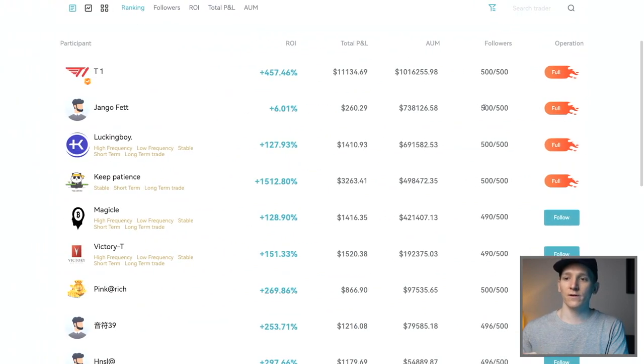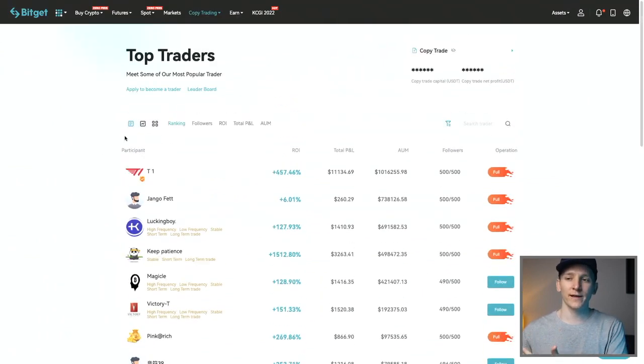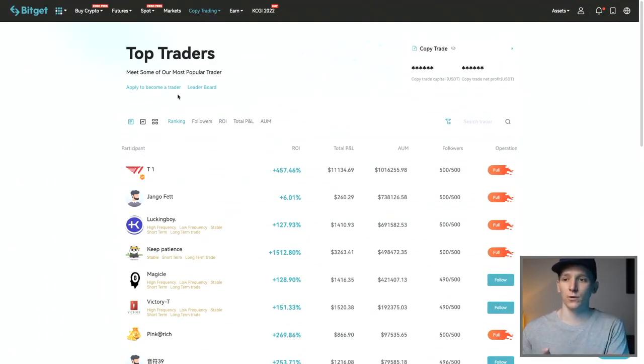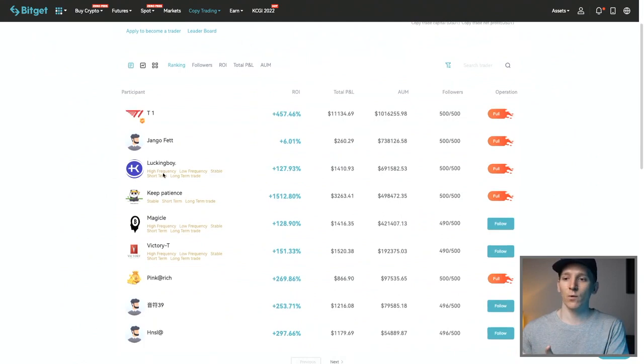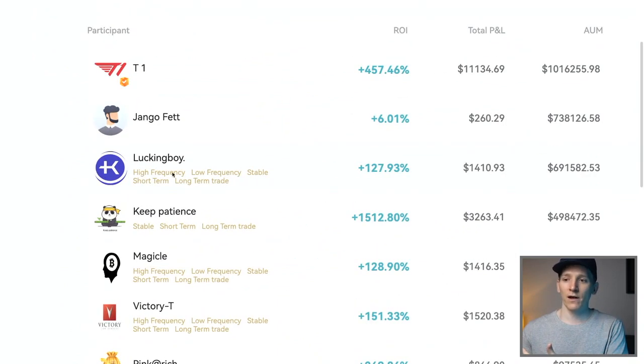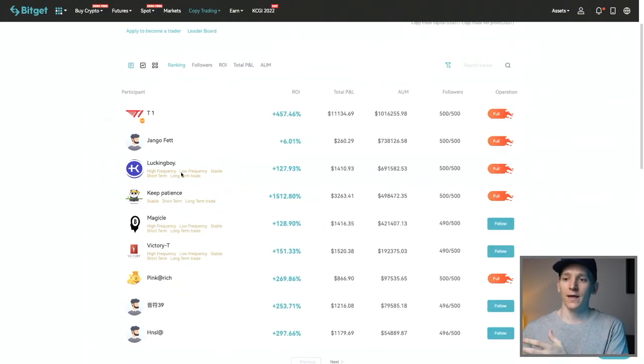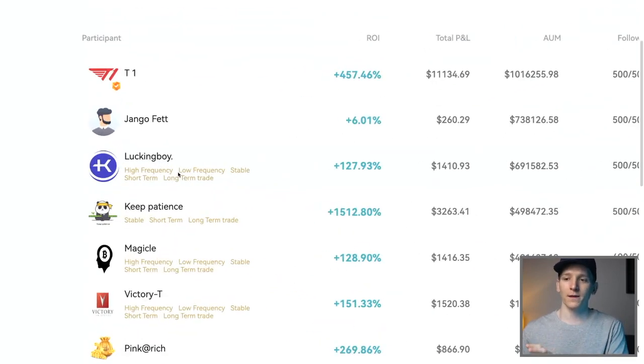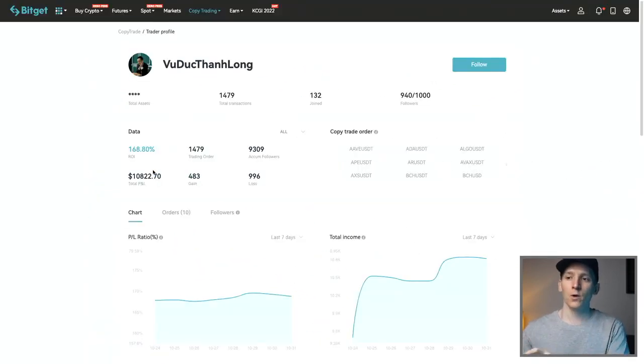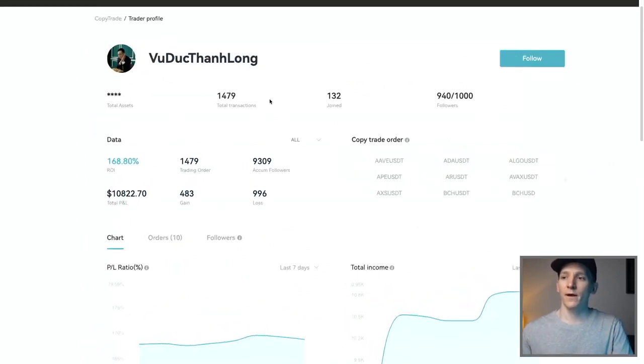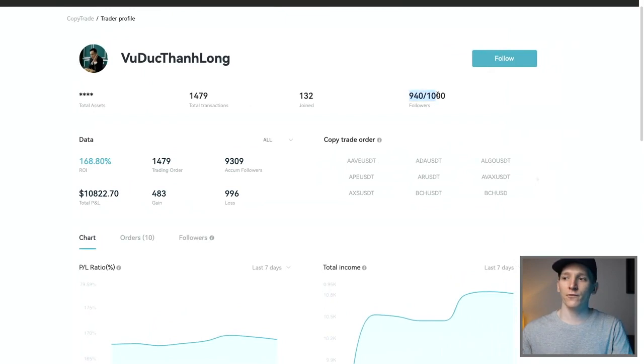So what you can do here is actually click on these and see what type of trader they are and what type of trades they get into, and if you would want to do that. So what you could do is click one of these, and what you can see is high frequency, low frequency, stable, short-term, long-term trades. So it essentially auto gives them this. And if you click on one of these, you can see actually what they're doing. So this is one of the most popular traders. You can see they have 940 followers out of a 1,000 limit. So this is someone that you could follow by pressing follow here.